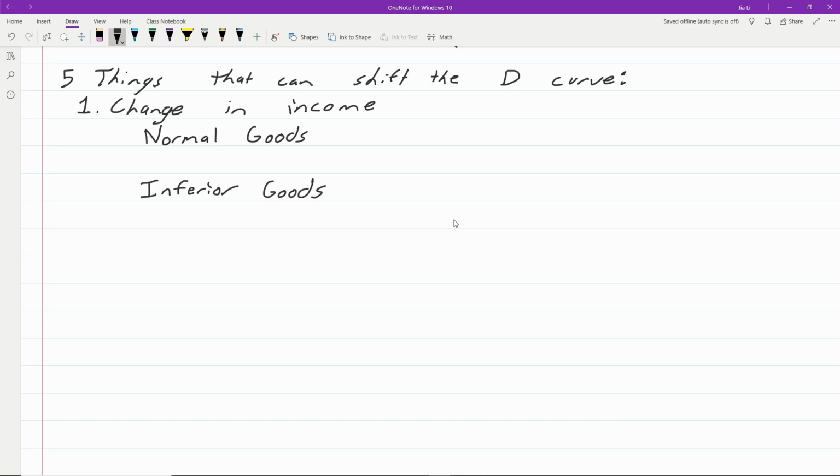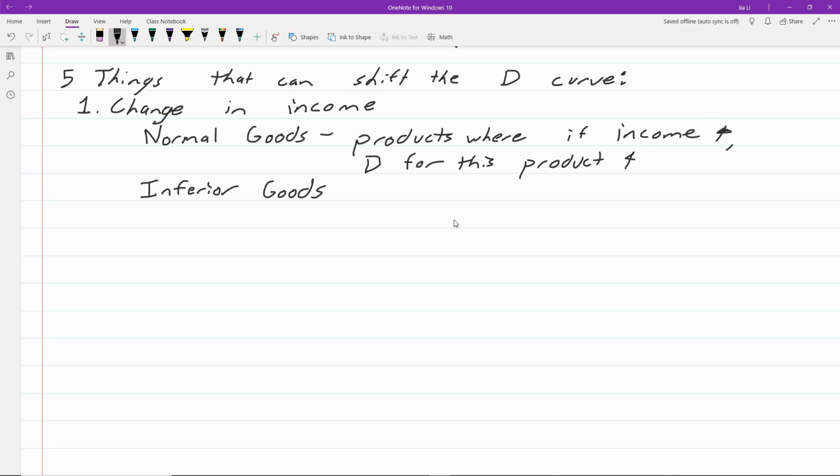So the way that normal goods work is that these are types of goods or products where if your income goes up, then demand for this item also goes up. And of course, vice versa. Right? And hopefully that makes a lot of sense.